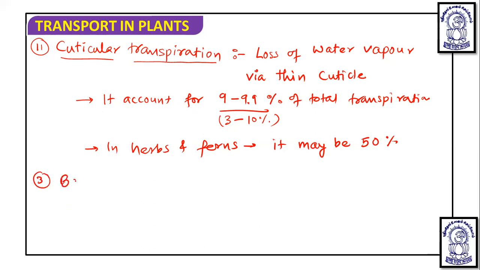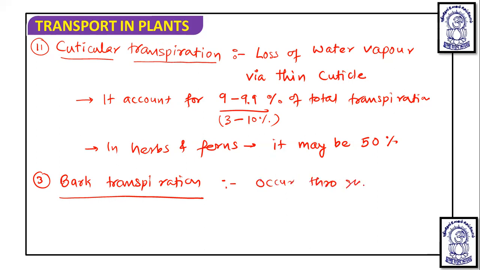Third is bark transpiration. Bark transpiration occurs through bark. So whatever spaces are left in the bark, if transpiration occurs through them, then it is known as bark transpiration, and it is approximately 1% of total transpiration.